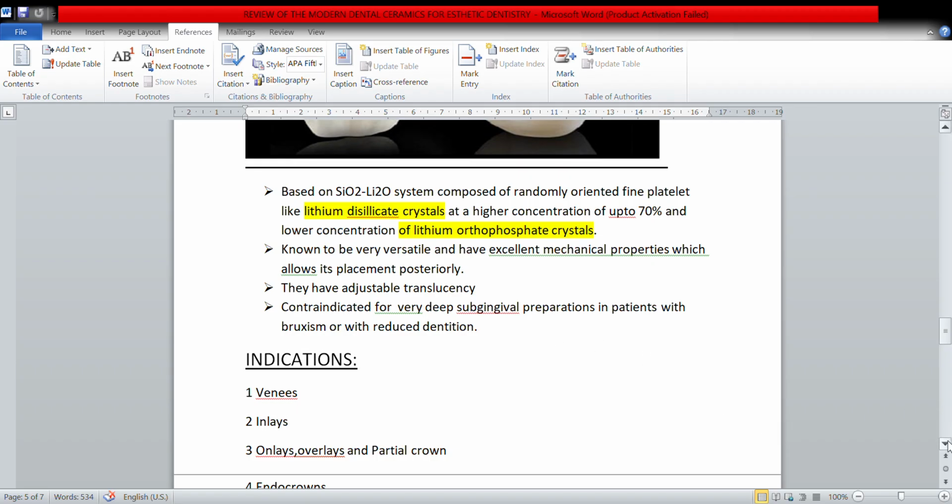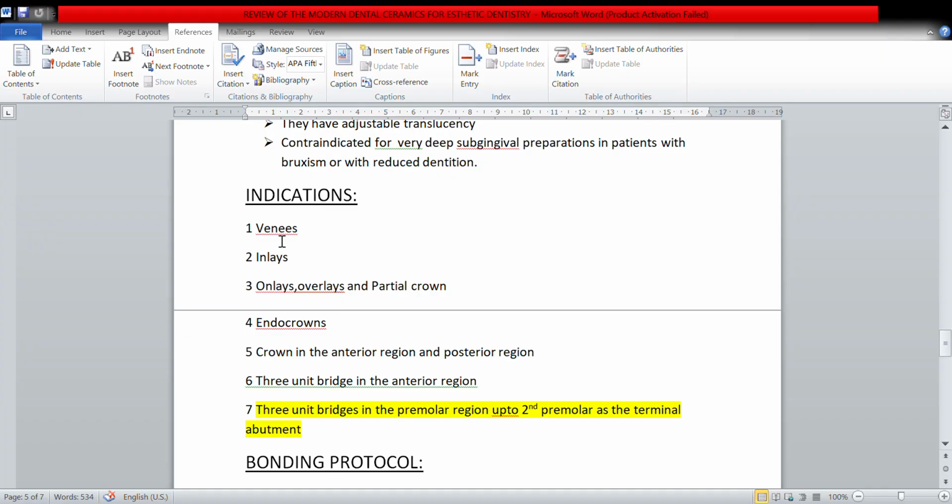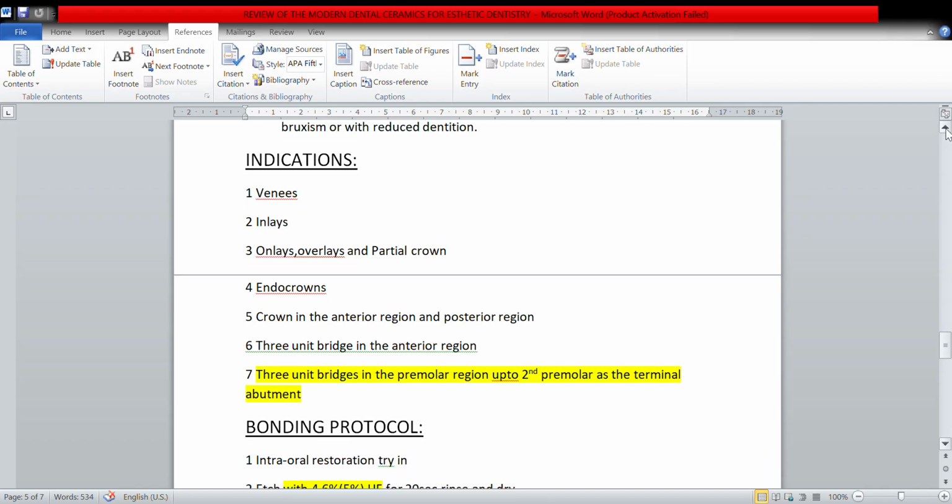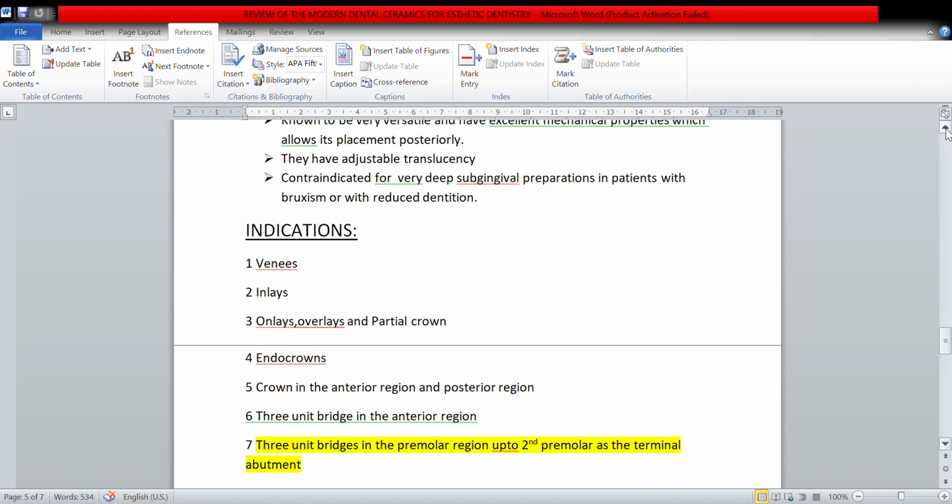Now, what are its indications? Lithium disilicates can be used as veneers, inlays, onlays, partial crowns, endocrowns, and crowns in the anterior and posterior regions. They can be used as a 3-unit bridge in the anterior region, and as a 3-unit bridge in the premolar region up to the second premolar as a terminal abutment. Contraindications: they are contraindicated for deep subgingival preparations. You cannot use lithium disilicates in deep subgingival preparations.